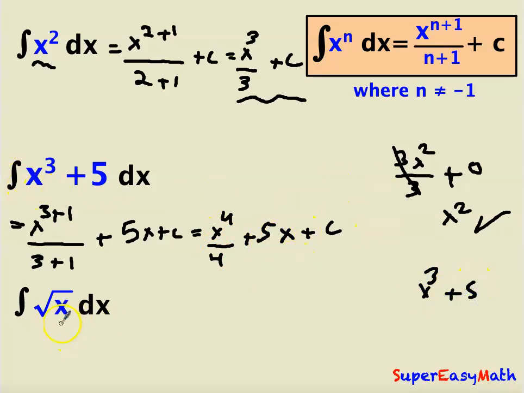The third one is square root of x. Here it's not of the form x to power n, but we know that square root of x is the same as x to power half dx.